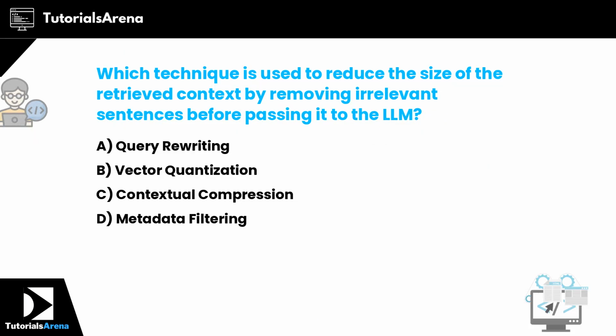Which technique is used to reduce the size of the retrieved context by removing irrelevant sentences before passing it to the LLM? The correct answer is option C, contextual compression.